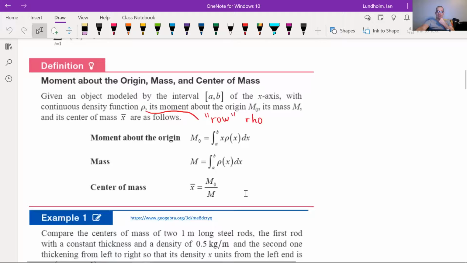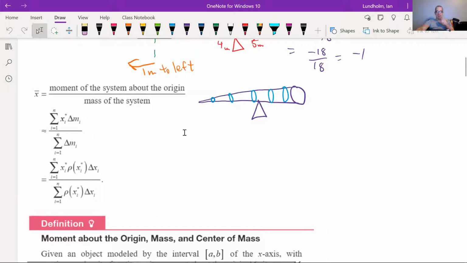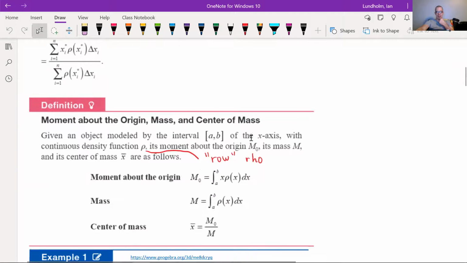And then the center of mass, just like we had up here, is the moment of the system about the origin, divided by the mass of the system for scaling. It's their weighted average. These two integrals will be important, and we take the quotient of those two integrals to find the center of mass.